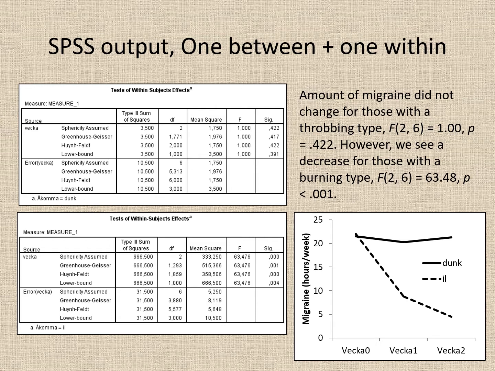So what do we say? What conclusion do we draw about throbbing migraine? What do we do with the null hypothesis? We can't reject it. There is no indication that this treatment has an effect on patients with throbbing migraine. However, for patients with burning migraine, it seems to have an effect. There is a significant effect. There is a difference between at least 2 of the time points.